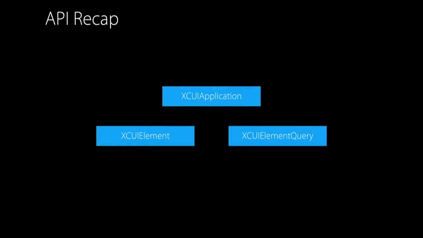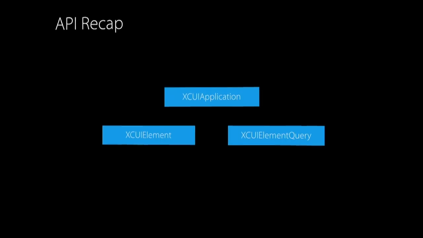So that's the API. There are 3 classes: the application for launching your application; elements, which, like the application, are a proxy object for elements in your app; and then finally, queries, which are more complex ways to specify elements.